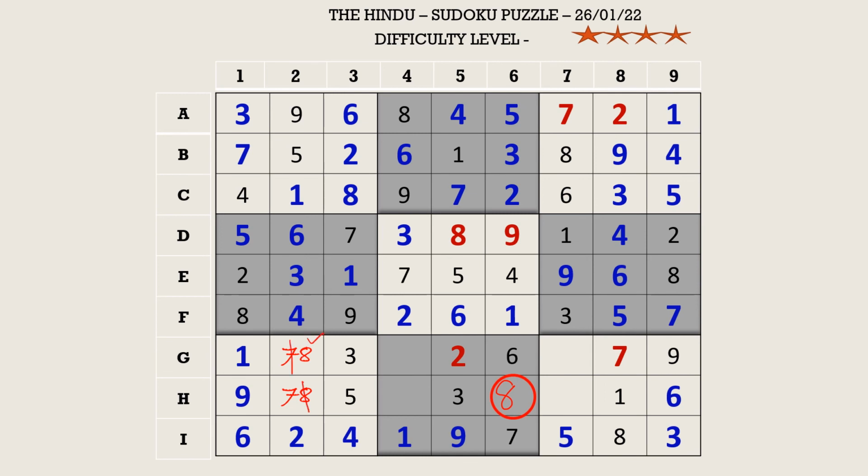Now there is a 5 here which blocks this cell. So G4 takes 5 and G7 becomes 4, and the only missing number in the 9th block is 2, and H4 takes 4.